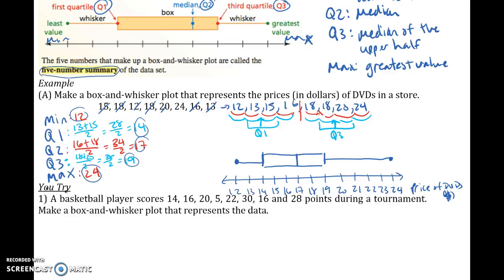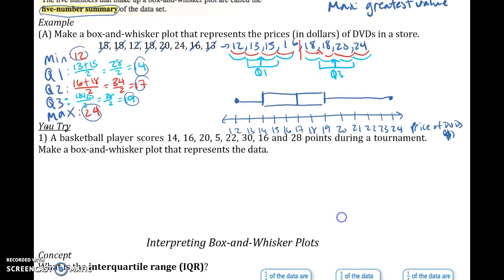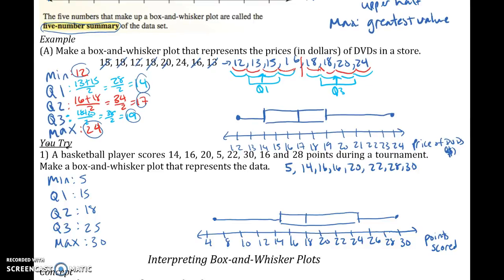Go ahead and try the same thing with the you try. Again, write out your 5-number summary so I can see what those numbers are. Then go ahead and graph your number line. Make sure you label it, draw your box and whisker plot. Okay, so go ahead and check that number 1 for that you try. Make sure your 5-number summary matches mine. And then remember, you can choose whatever scale you want, whatever starting point, whatever end point for your number line.